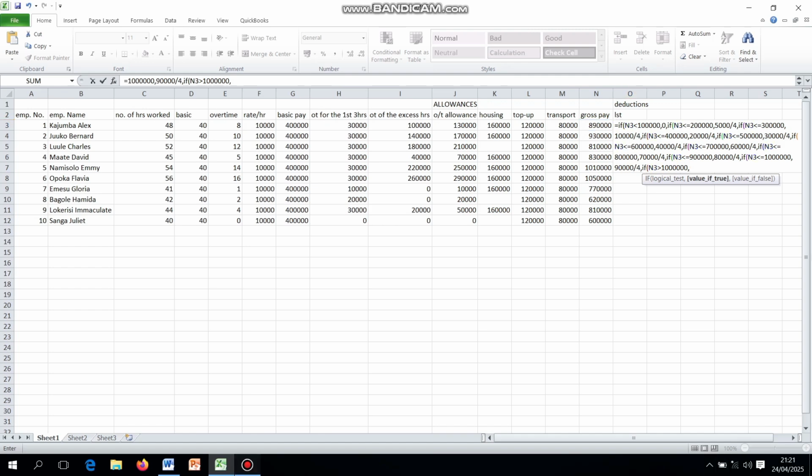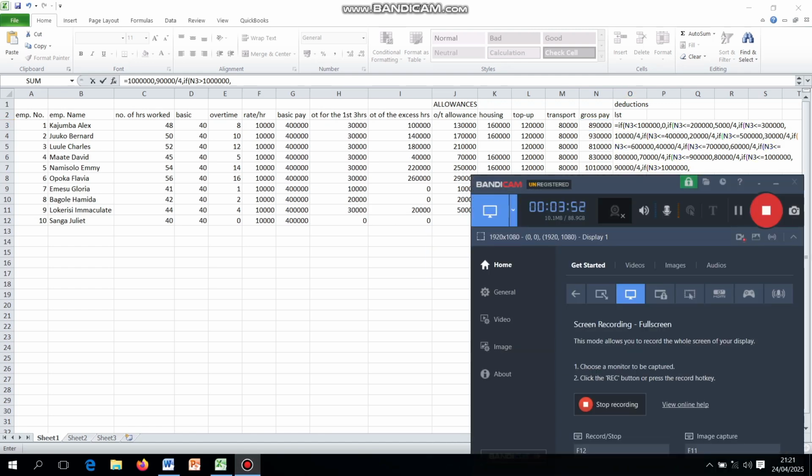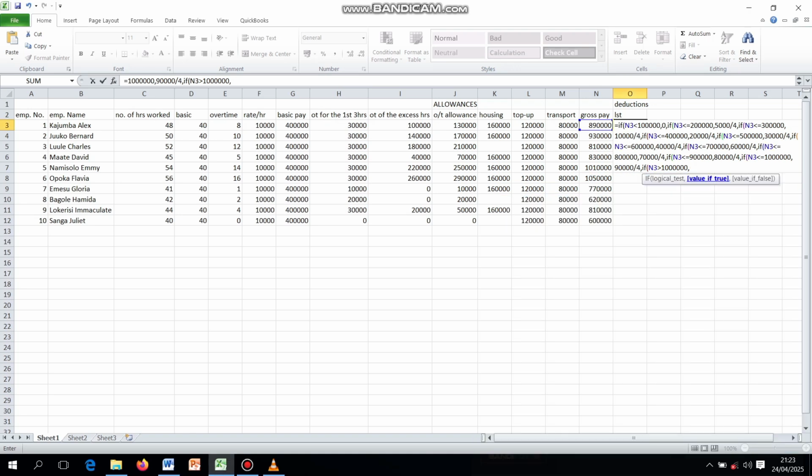We shall put a comma. Then, if it is greater than 1 million, the rate which was given is 10,000. So the 10,000 is the one we shall divide by 4. And after dividing it by 4, hoping you see, since I'm working on this very last one, the brackets also have changed.